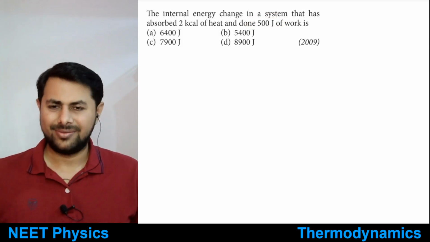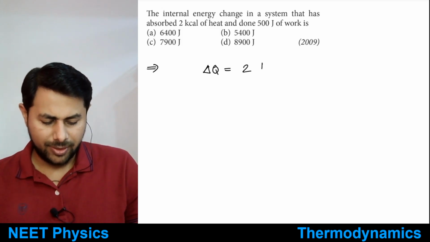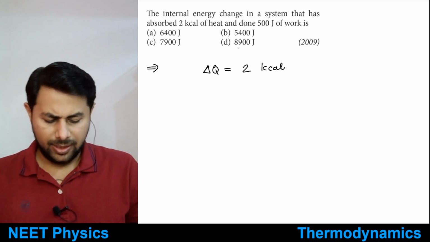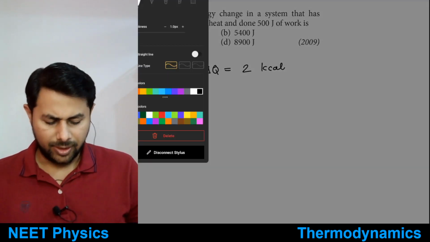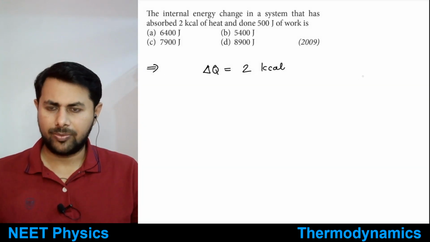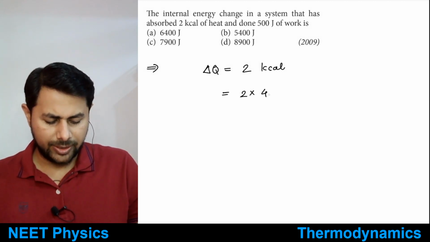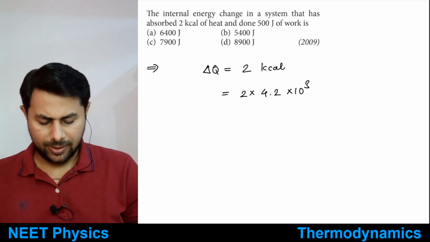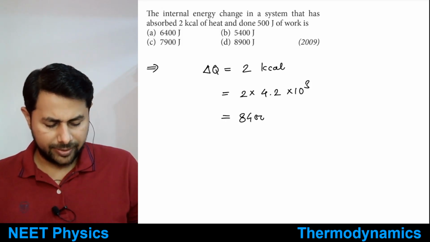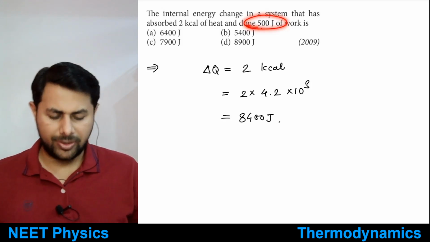Tell me, 2 kilocalories of heat is absorbed, so delta Q is equal to 2 kilocalories. All of the options are in joules, so we need to convert this to joules. We know that 1 calorie is equal to what? 4.2 joules. So this is equal to 2 multiplied by 4.2 multiplied by 10 raised to 3, because this is in kilocalories. So this will be 8400 joules, and it has done some work, 500 joules of work.